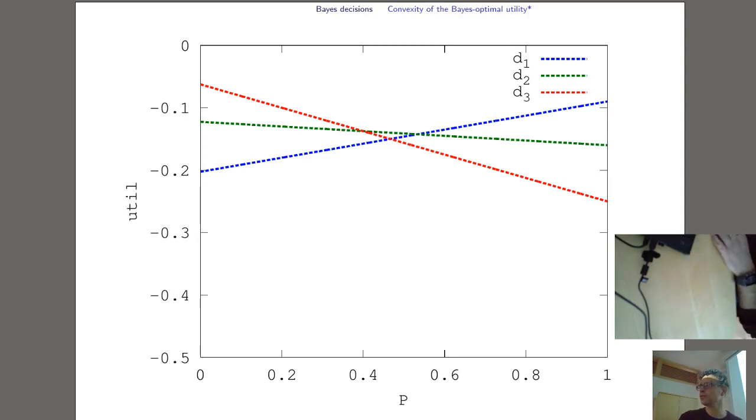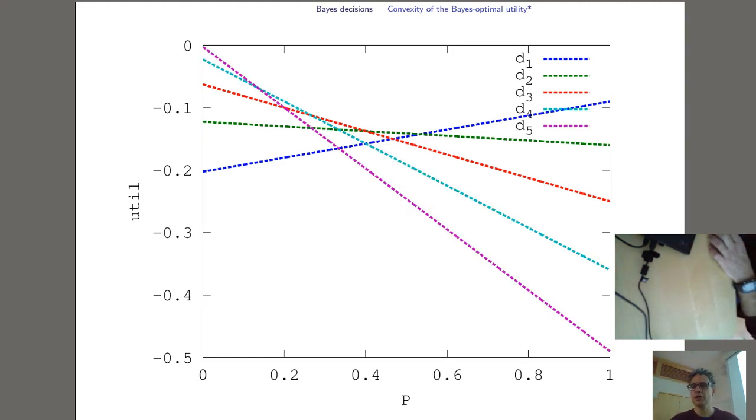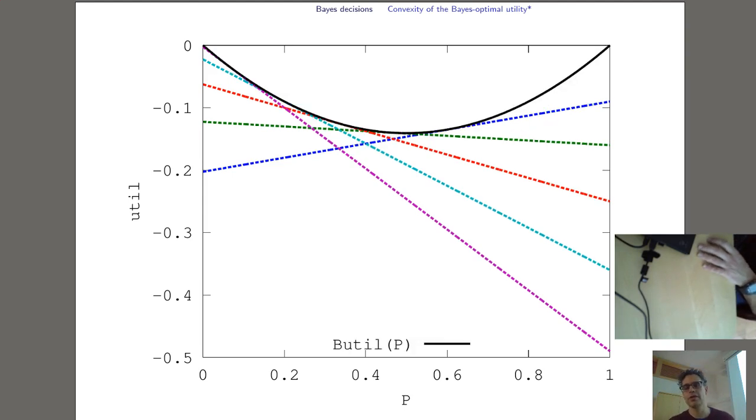Now, if you know what the probability distribution is, then you can always choose the best action. So here you choose the red action, here you choose the green action, and here you choose the blue action, because they give higher utility. Okay? So for any given P, you pick the best action. Now you can continue doing this, and every time you add more and more actions, you get this shape, which is the shape of the best possible utility if you know the distribution. In the end, you end up with a convex function.